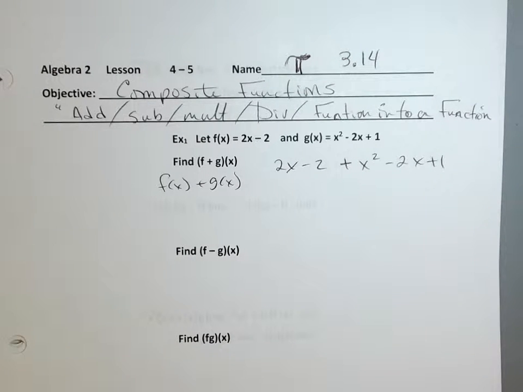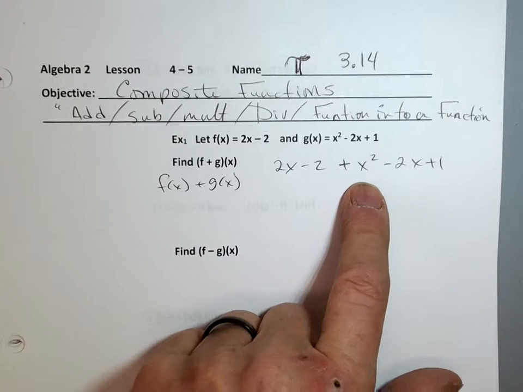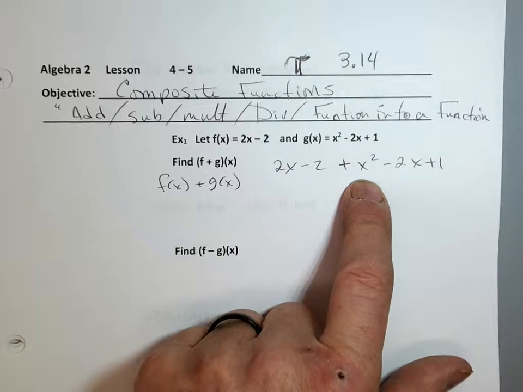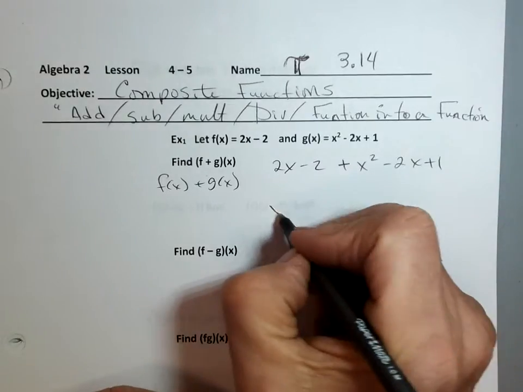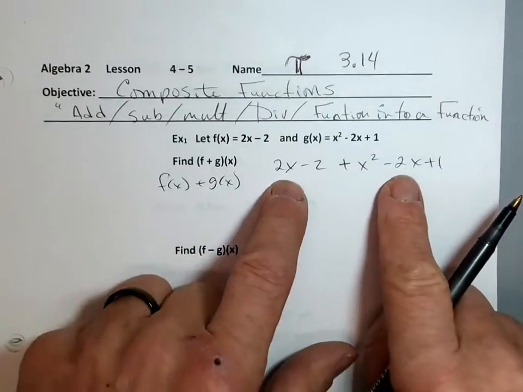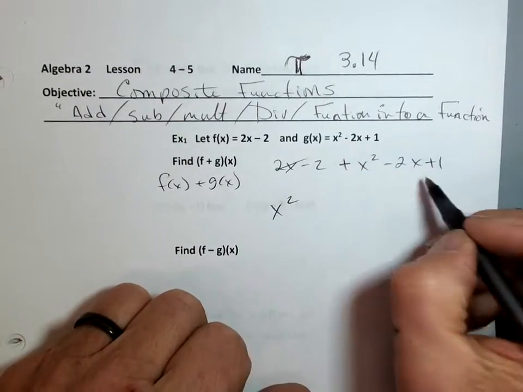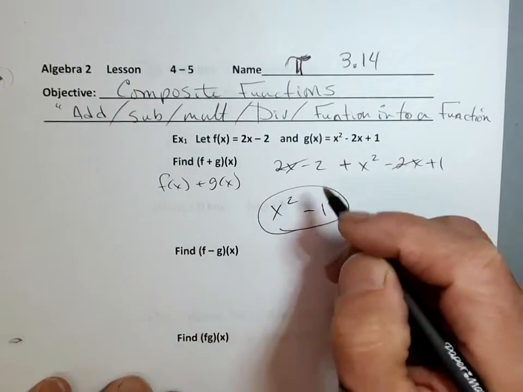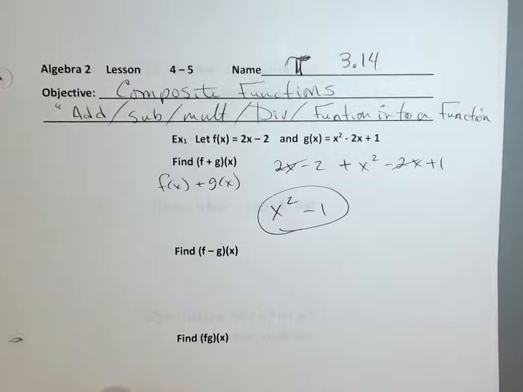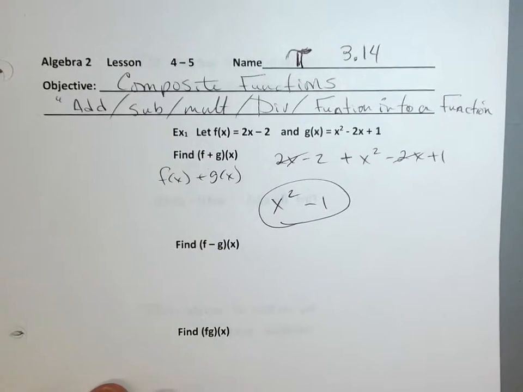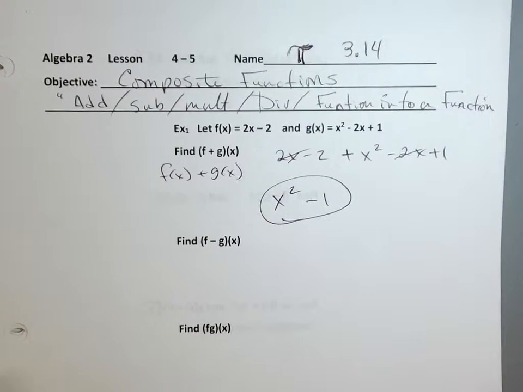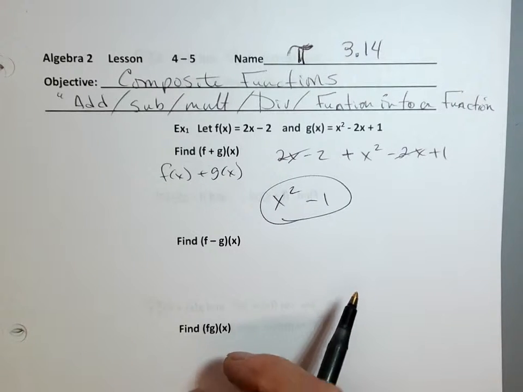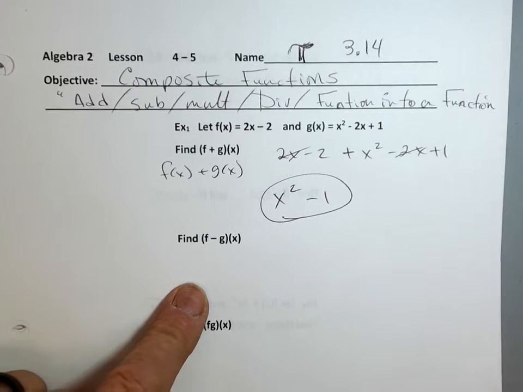So if I'm going to add my functions, I'm just going to add the things that are the same, right? x squared. It's the only x squared. You guys agree? Yes. 2x, negative 2x? Cancel, right? Negative 2 plus 1 is negative 1. That's my answer. It's actually pretty easy, isn't it? We've done this. It's just a different way to look at it. That's why I said it's easy and not easy. Okay, and I'll show you the not easy coming up here in a little bit, but not yet, okay?